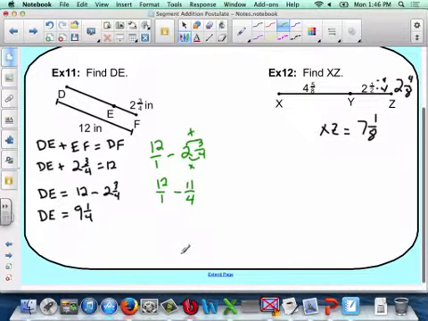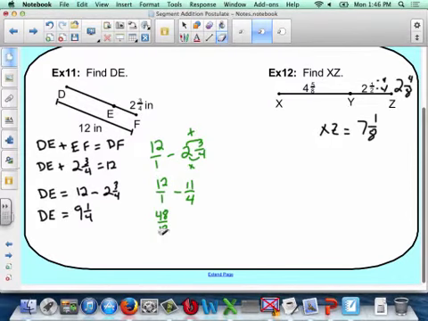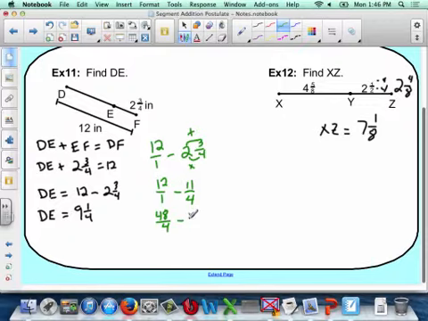So what do I need to do now? Get a common denominator. So that gives me 48 twelfths. Oh, I screwed that up already. Well, 48 fourths minus 11 fourths, and that gives me 37 fourths. And a lot of times, I'm okay with that as my answer.